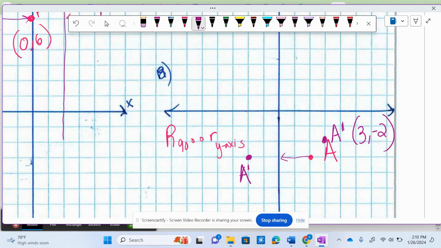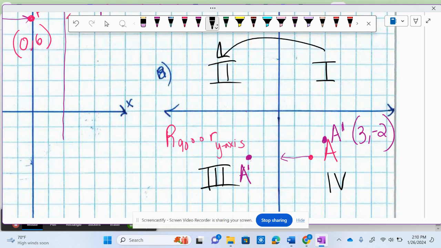If it doesn't specify, we've said this a couple times, Parker, listen, if it just gives you a degree, you're going counterclockwise, just like the quadrants go. Does that make sense? Yeah. Does everybody understand that if it doesn't specify? Okay.